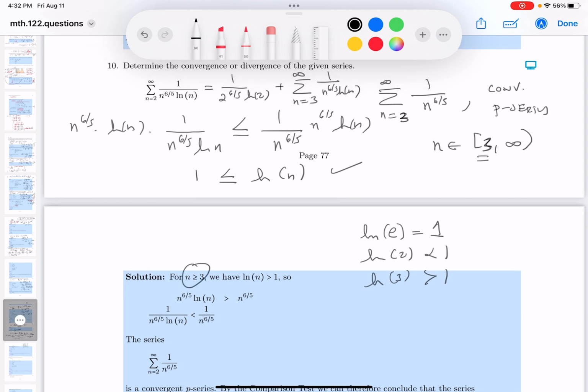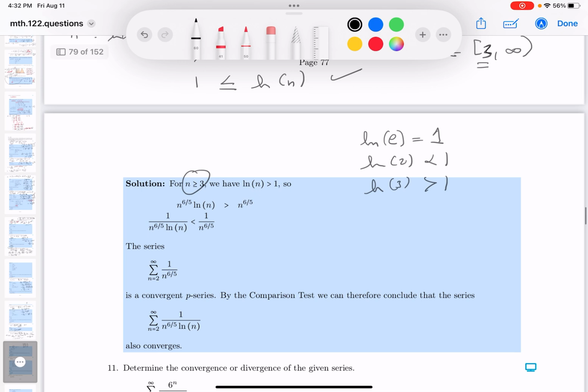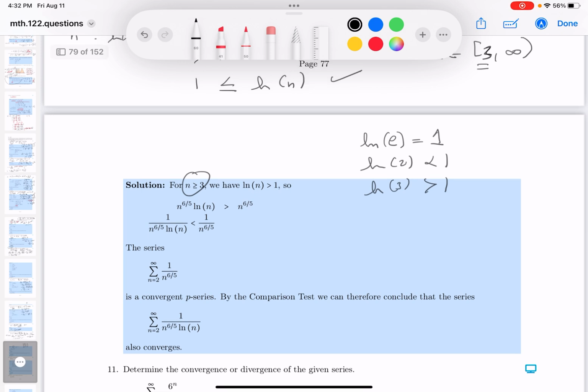Oh yeah, I did put this down over here. I'm glad I stated that. And yeah, it's basically the same thing. Converges. Thank you.